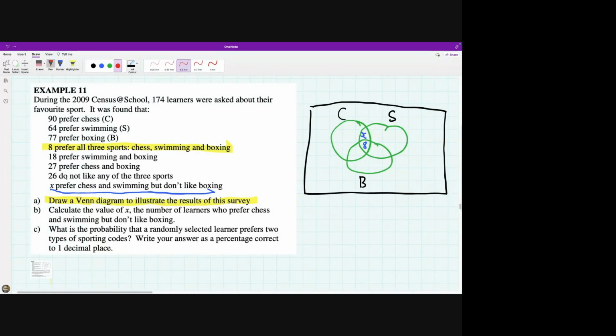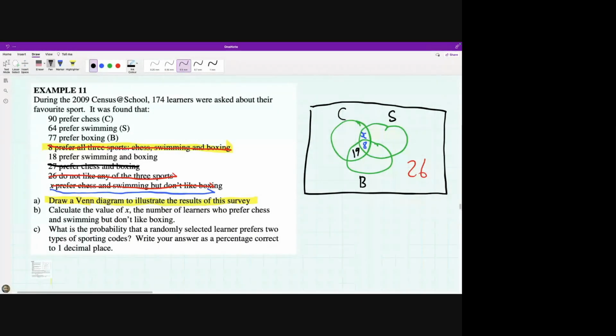So 26 do not like any of the three sports. Okay, well, I'm going to cross out the ones I've done so I don't get confused. So 26 must be out here. 27 preferred chess and boxing. Well, chess and boxing is this, but now there's already 8. So if that's 27 minus 8, that must be 19.